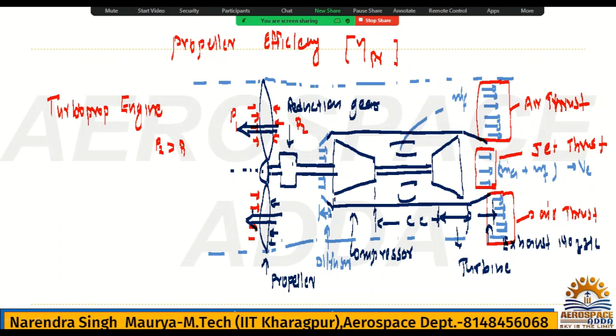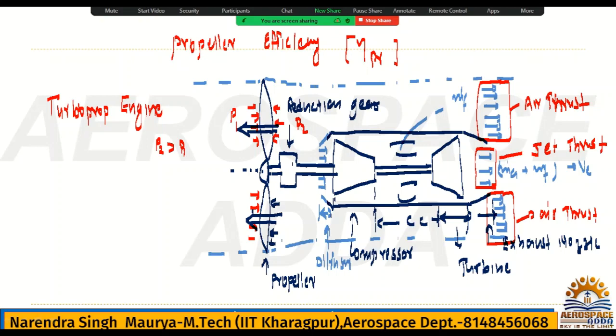Okay, maintenance will be easy if you compare with the turbofan. In a turbofan, the fan blades are inside the cowling, and many blades are available in the fan. So if you go for maintenance, it is very difficult, but here in the propeller, at most 2 or 3 blades will be there.